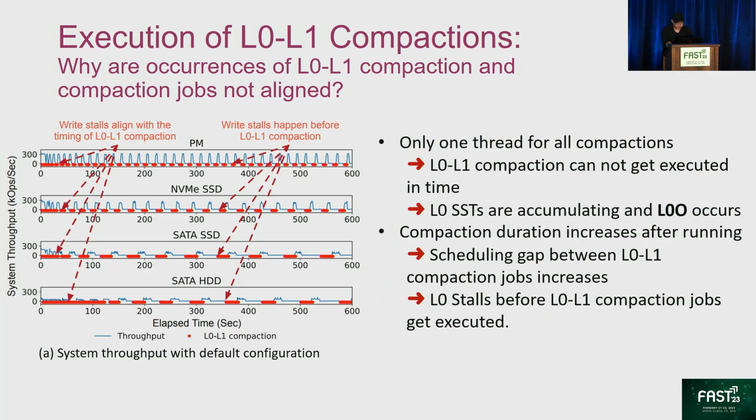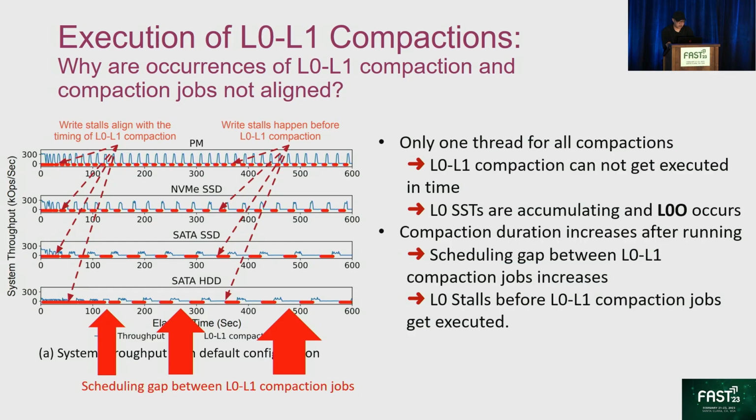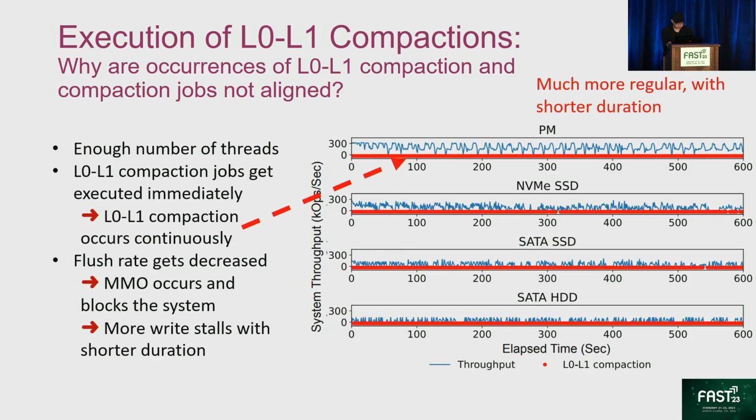In figure A, when there's only one thread to run all the compaction jobs, level 0 to level 1 compaction will be waiting in the queue, and this will reduce the average processing rate of level 0 to level 1 compaction in disguise. Level 0 overflows occur and form write stalls before level 0 to level 1 compaction gets executed, and system performance will recover after the compaction has removed the files.